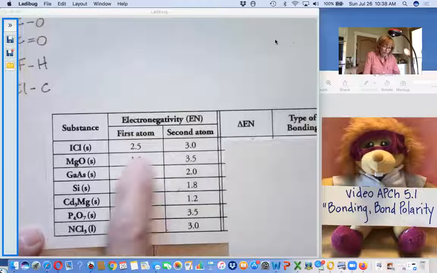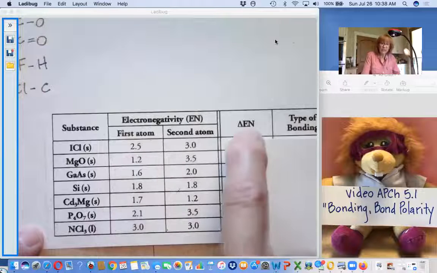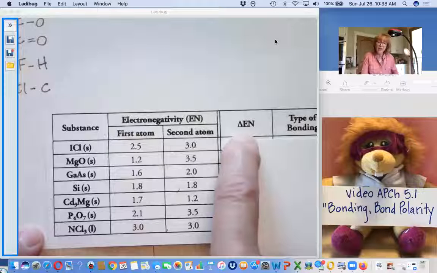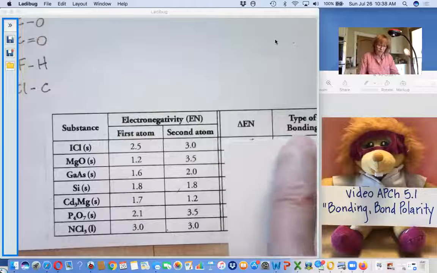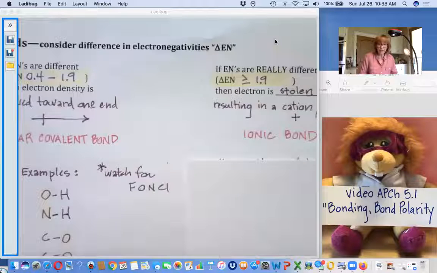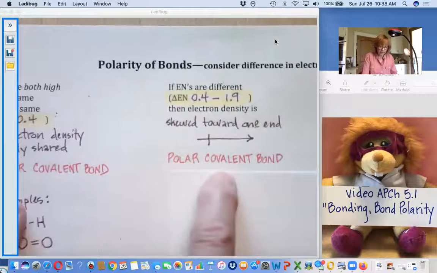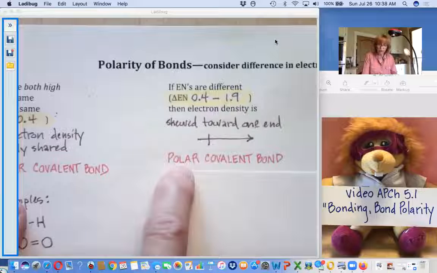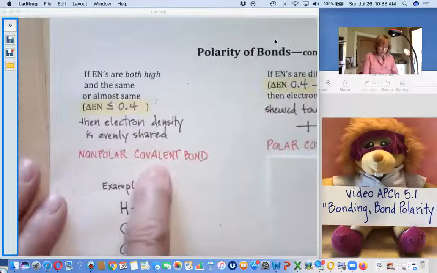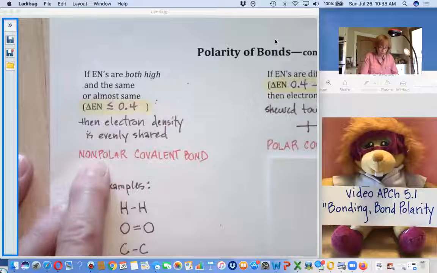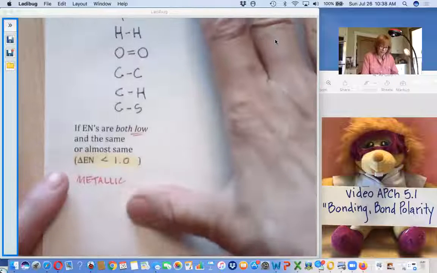Okay, so you consider the difference between the electronegativities, and then based on that difference, indicate what is the type of bonding. Is it ionic? Is it a sharing bond that's lopsided, polar, covalent? Is it a sharing bond that is pretty even, non-polar, or is it metallic?